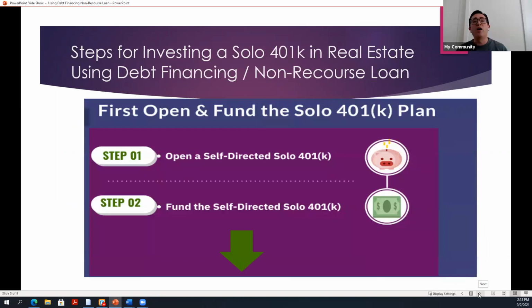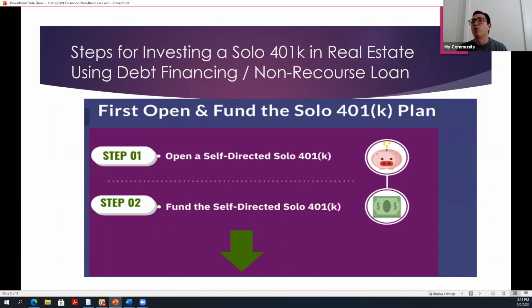So what we want to do now is go through some slides that go through the steps, to lay the educational foundation so we can understand more about the good information that Roger's going to tell us. We're going to first talk about the steps from a solo 401k perspective. Then we'll have a couple of slides to talk about the steps from an IRA LLC perspective.